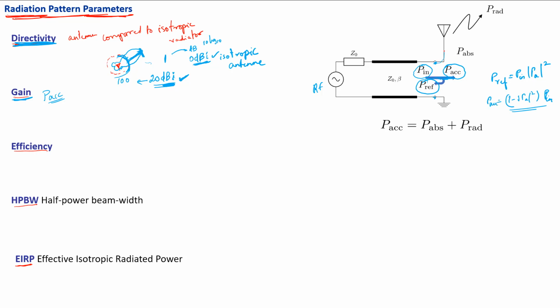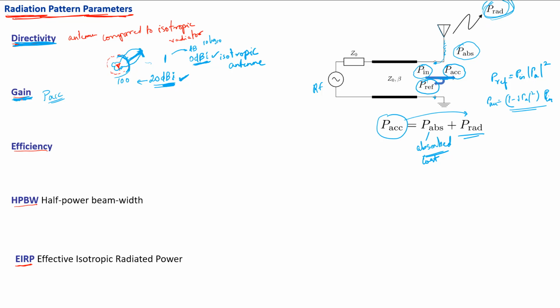Not all the power that is accepted is going to be radiated. The antenna itself can have some lossy materials in it, and some power is absorbed. This power is lost in the antenna because of resistive materials, or maybe metals which are not very highly conductive. Even copper, for that matter, has a finite conductivity. It is not infinite, so there can be some losses there, and only part of the accepted power leads to the radiated power.